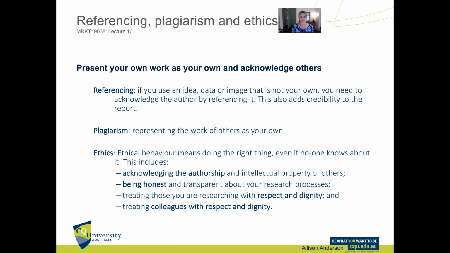Okay, plagiarism is representing the work of others as your own. If someone else has an idea, there's a difference. You can have a chat about stuff and come up with something. Now, that's not a published idea, and you can present that. You can acknowledge the input of others, but you can present that as an idea.